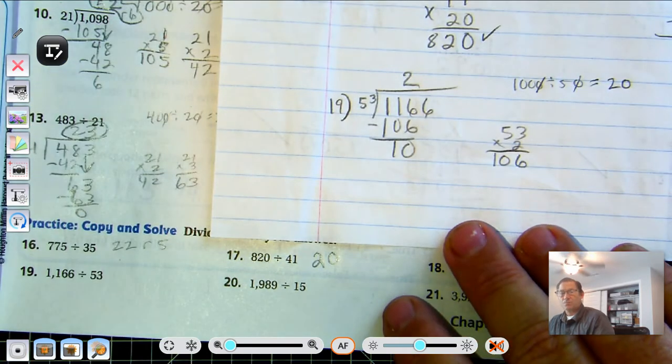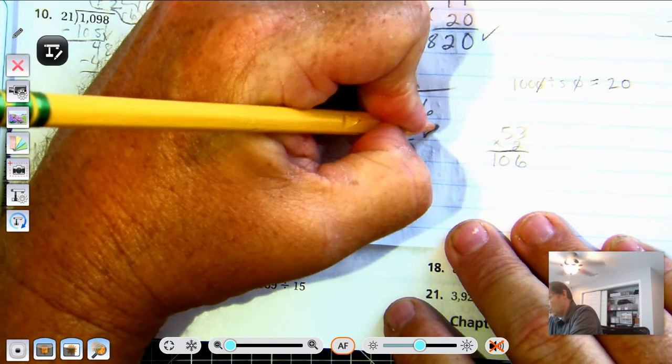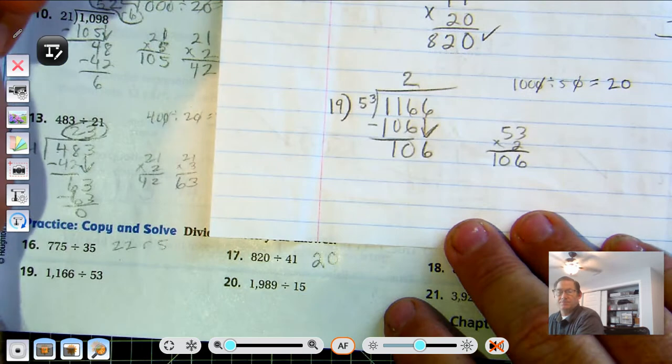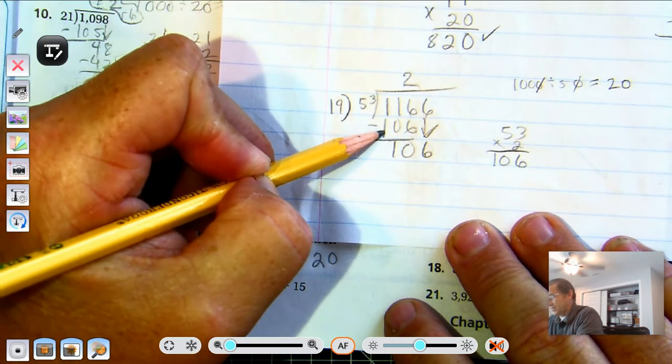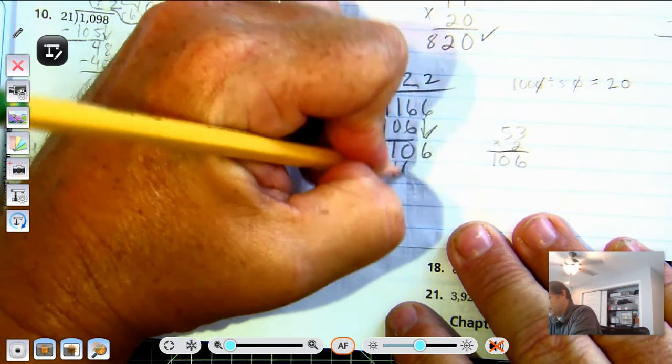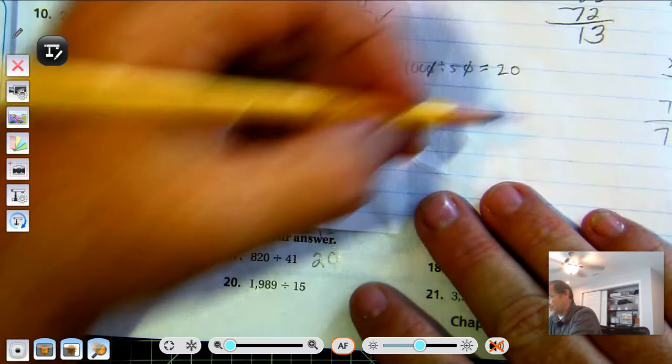Okay. Trade those for 100 ones, bring down the 6 ones. Well, we just said that 2 times 53 is 106, so that's great. Subtract, we get 0. So we're saying our answer is 22.